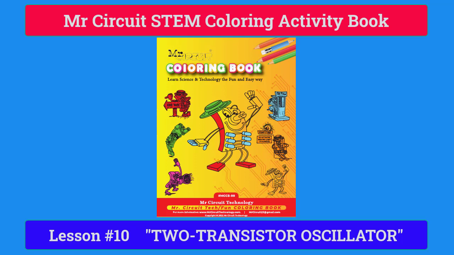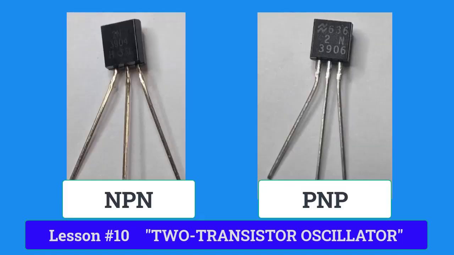This is Lesson 10 in the Mr. Circuit STEM Coloring Activity Book. This lesson is about two transistor oscillators. With an NPN and a PNP transistor and some additional electronic parts, an engineer can design the two transistor oscillator circuit. What is an oscillator circuit?